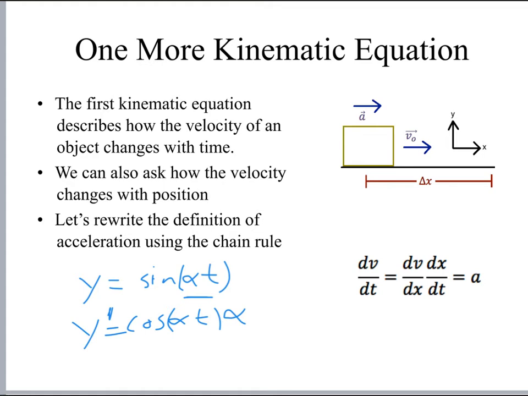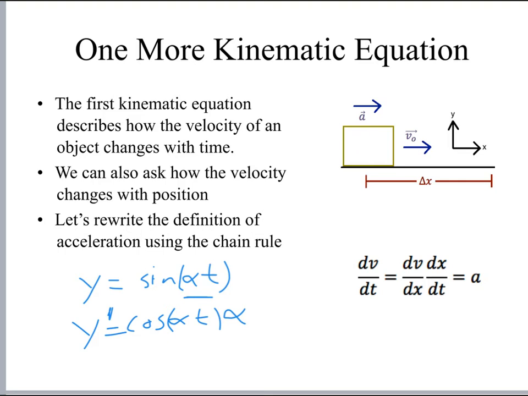So I've got this box here, and it is accelerating to the right, and it's got some initial velocity. And so it's going to be moving some x distance, and it'll end up over here somewhere after some amount of time. And so we can say dv over dt, that's going to be the change in velocity over the change in time.